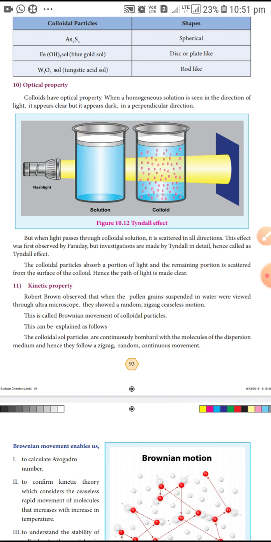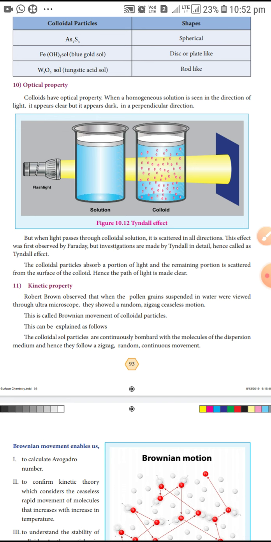This effect was first observed by Faraday. Investigations were made by Tyndall, so this effect is called the Tyndall effect. The Tyndall effect means that when light passes through a colloidal solution, the colloidal particles scatter the light rays in all directions.